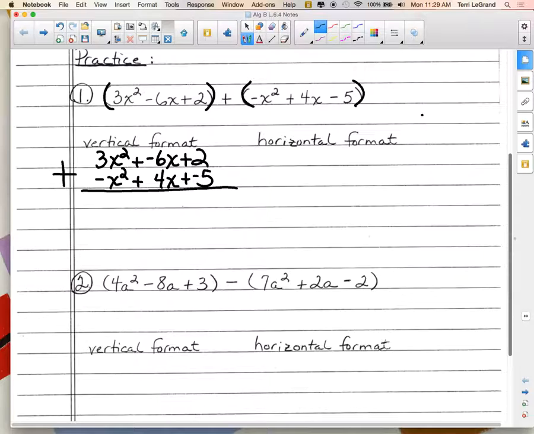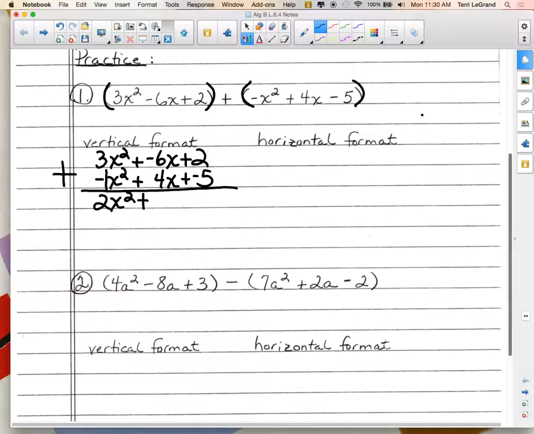3x squared plus a negative x squared. What is that? 2x squared. 3, remember you can stick a 1 in here, right? So we have a 3 plus a negative 1, that is 2, and those are x squareds. We're adding. When you add terms, they stay what they were. Just how many are there of them now?